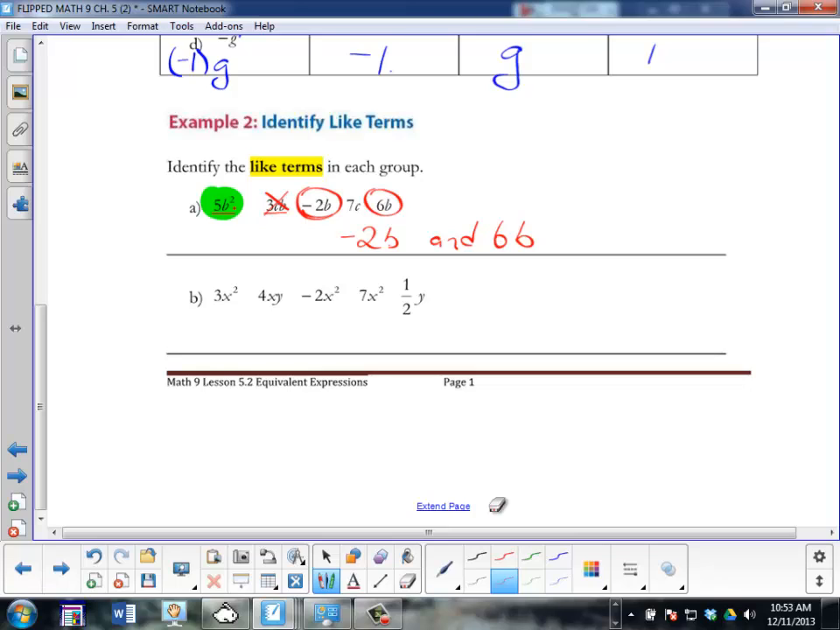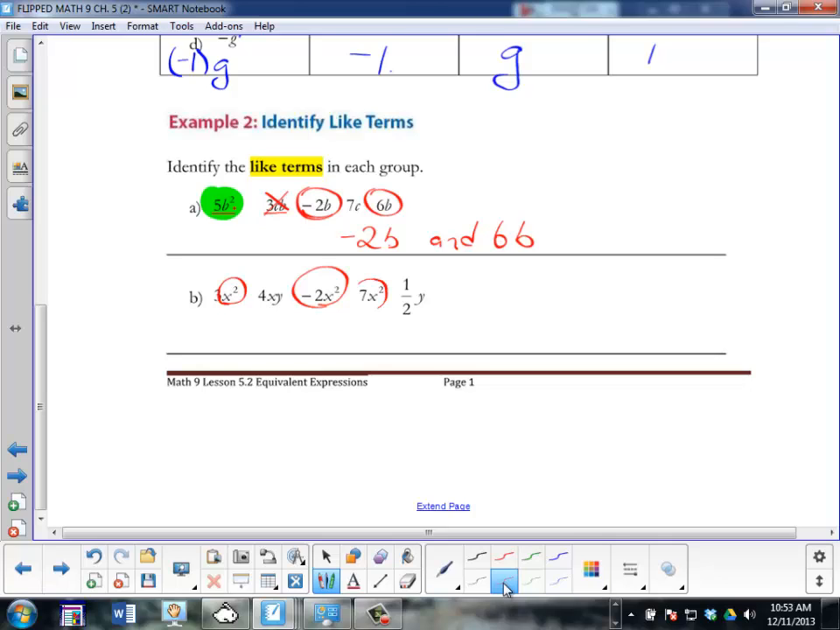So let's have a look at B. Let's check out these terms. We've got 5 terms here. Our first term is 3x squared, so our variable is x squared. If we run along here, this term also has the variable x squared. The exponent is 2 and the variable is x.